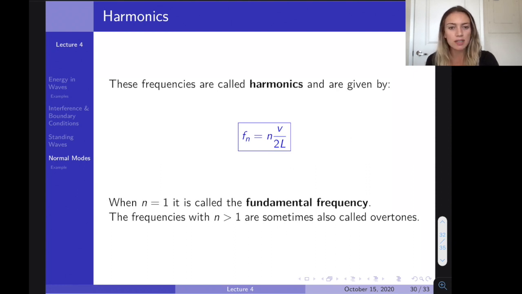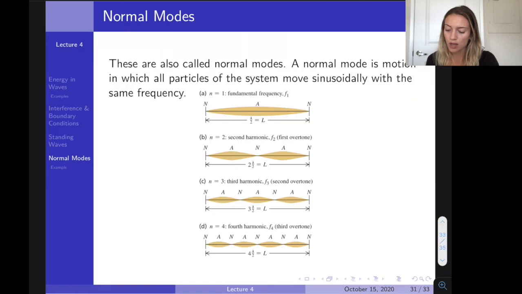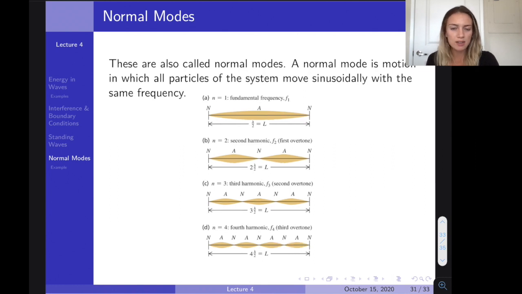And this is also related to something called normal modes. So normal modes you'll see a lot if you take advanced mechanics. You'll be doing a lot of normal mode stuff. But normal modes just mean that every point on your system is oscillating with the same frequency. And then here also we just have some diagrams of the fundamental frequency and some overtones.